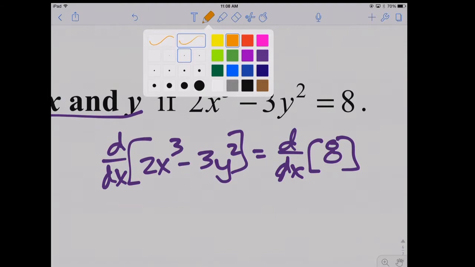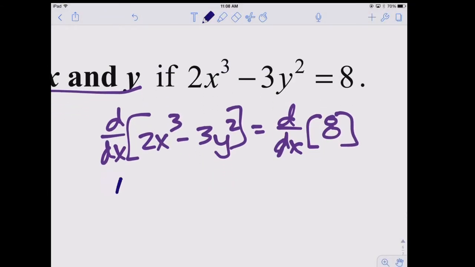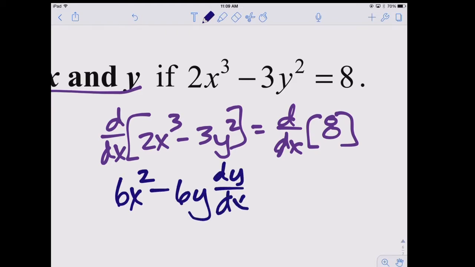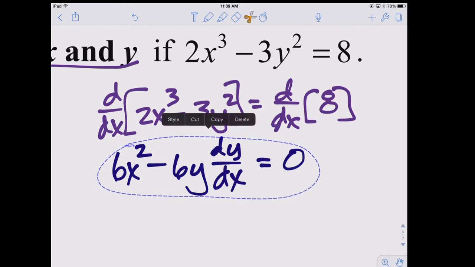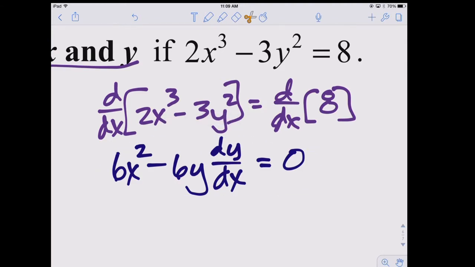All right, so here we go. On the left side, we get 6x squared dx dx, which we don't need, minus 6y to the first times dy dx, which we do need. And on the right side, we get 0. Now, let's look at this line right here, because I want to come back to it. And I'm going to show you, first of all, what it looks like if we don't solve for dy dx.